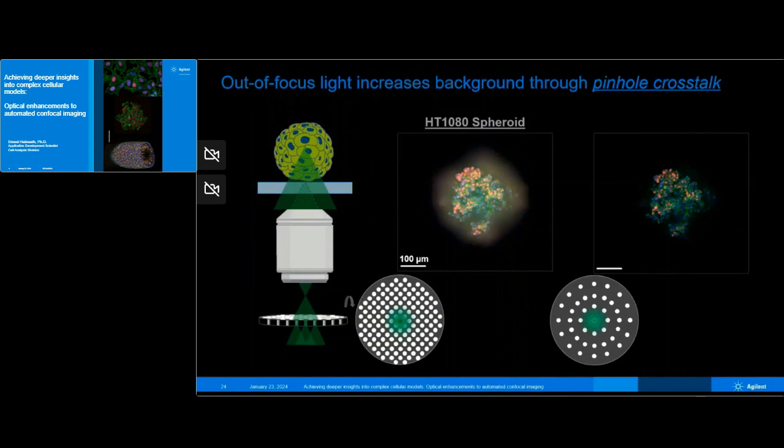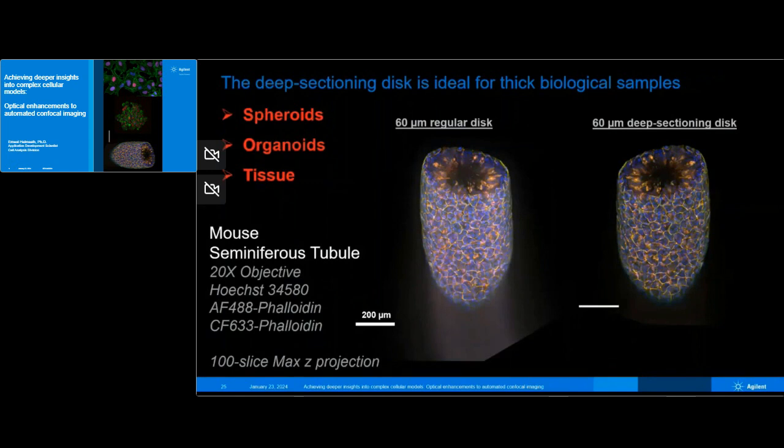So what the deep sectioning disk, given its name, really excels at is thick biological samples, such as spheroids, organoids, or tissues. And so here's one example. This is a mouse seminiferous tube. This is actually taken using a 20x objective.